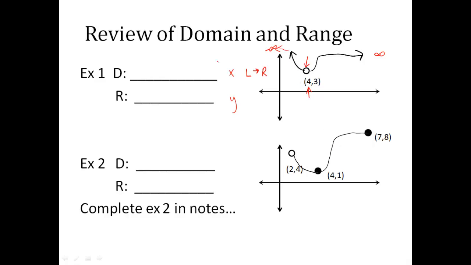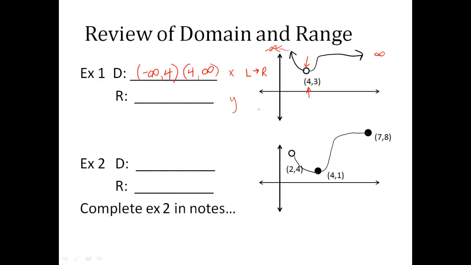So I go from left to right, from negative infinity to 4. Does it include the 4? No, because it's an open circle. Therefore, I use a parenthesis. It jumps over the 4, and on the other side of the 4, it picks right back up, and it goes to positive infinity. That's my domain.